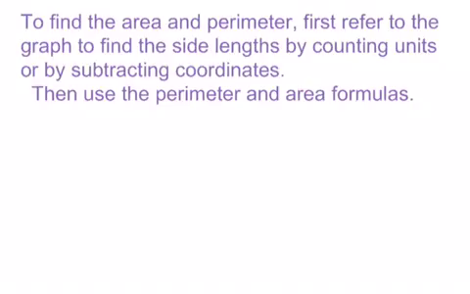Okay, so to find the area and perimeter, first refer to the graph to find the side lengths by counting units or by subtracting coordinates. You're all very aware of how to count the units on a graph, so we're going to use the subtracting coordinates plan. We're going to plug them into the perimeter and area formulas.